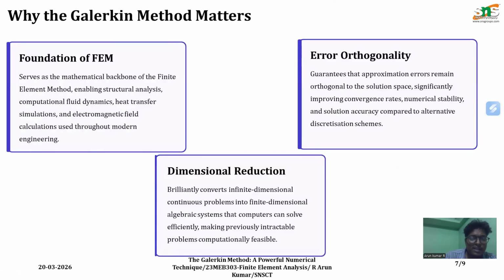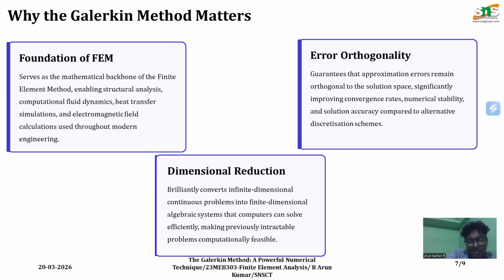Why does the Galerkin method matter? It is the foundation of FEA, through dimensional reduction and error orthogonality. This serves as the mathematical backbone of the finite element method, enabling structural analysis, computational fluid dynamics, heat transfer simulations, and electromagnetic field calculations used throughout modern engineering. It guarantees that the approximation error remains orthogonal to the solution space, significantly improving convergence rate, numerical stability and solution accuracy compared to alternative discretization schemes.